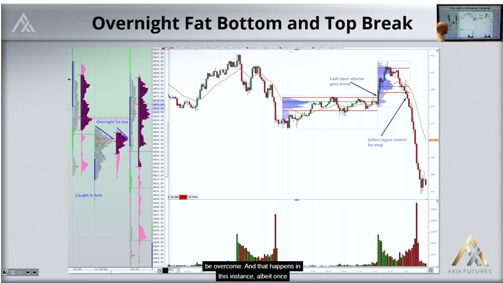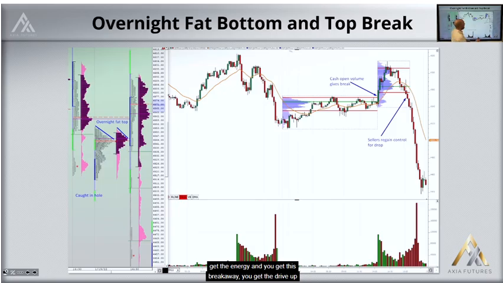And that happens in this instance, albeit once again, slightly lighter volume, or at least the same volume. And then the volume falls off very quickly. You look at how quick we get back down to here, whereas over here, you get a much higher amount of volume for a more sustained period. So you do get the energy and you get this breakaway.